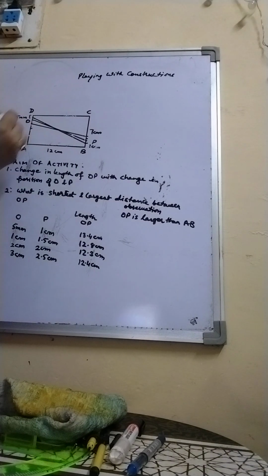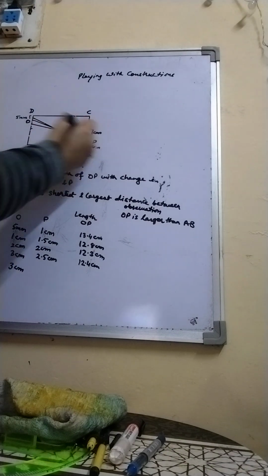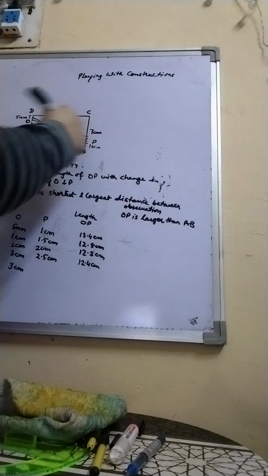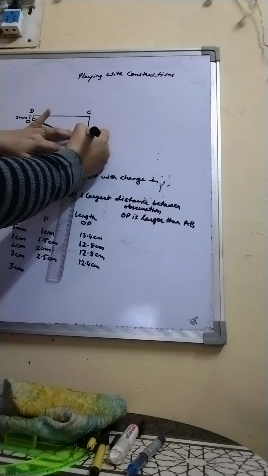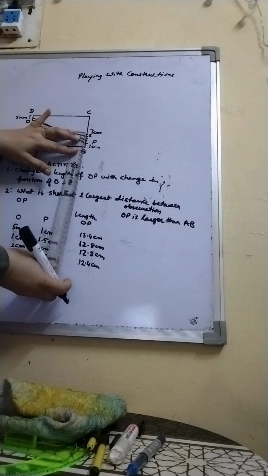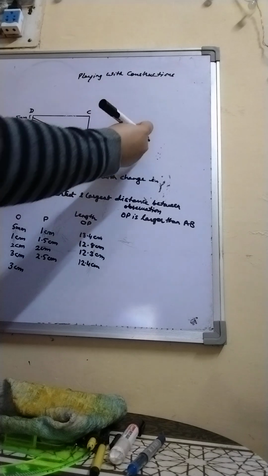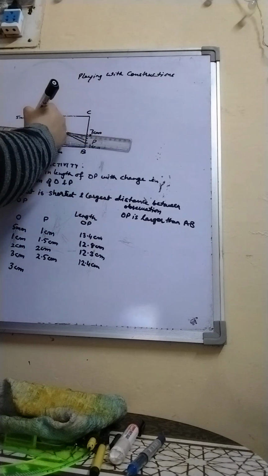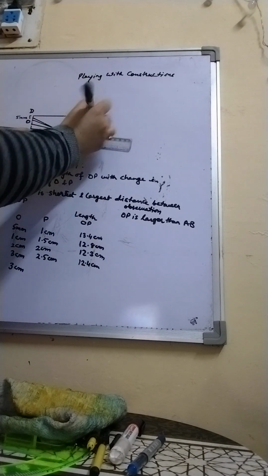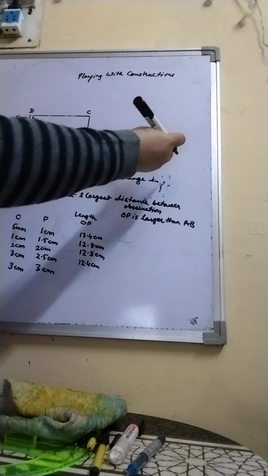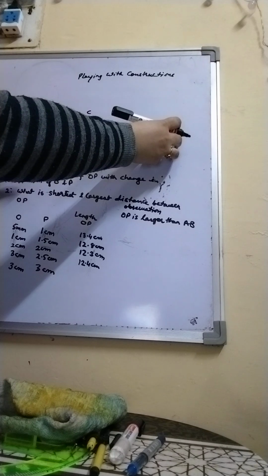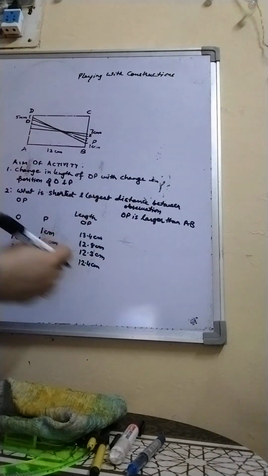Then we keep O at 3 centimeter only and bring P to 3 centimeter. So this is our position here. So in the next case 3 centimeter and 3 centimeter and we get the reading as almost 12.2 centimeter.